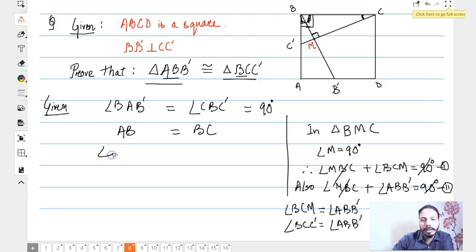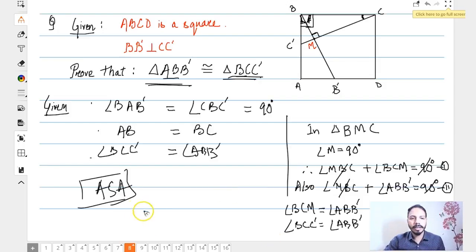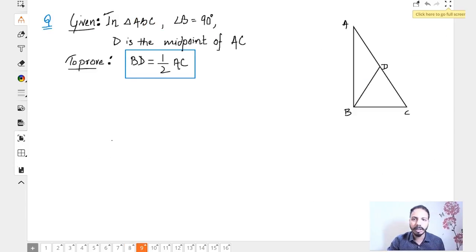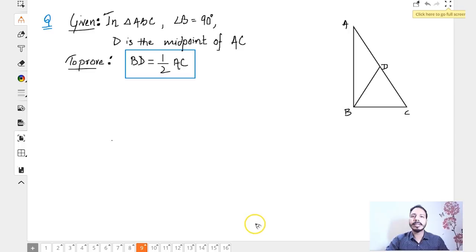So we can say that angle BCC dash is equal to angle ABB dash. That's it. So by angle side angle, we can say that these two triangles are congruent. So that's it, guys. In these types of problems, you just have to look at how to apply these theorems, right? These are simple problems where you don't need constructions. Now let us go to some other types of questions where you need some constructions, and then you can use these theorems.